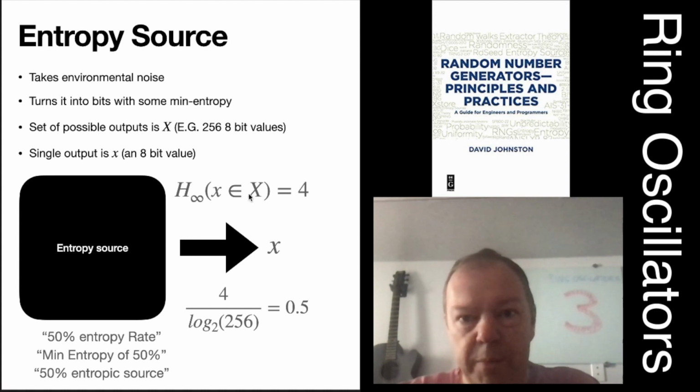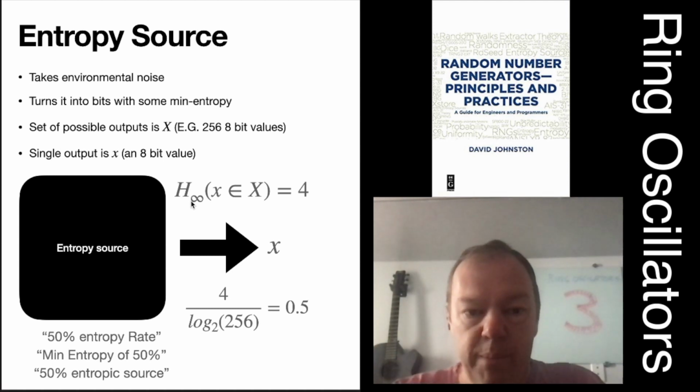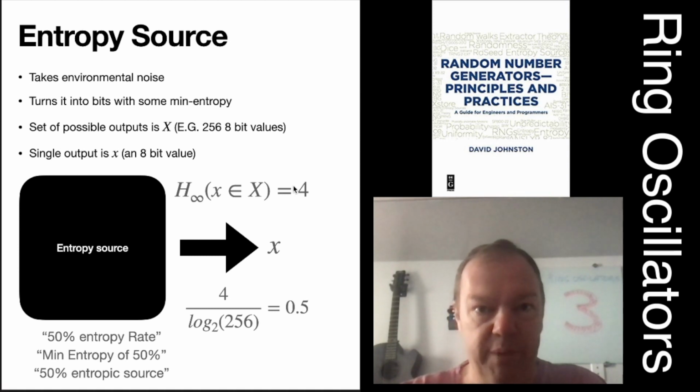So here's a diagram and a little bit of notation. When you see big H sub infinity, we don't say H sub infinity, we say min entropy. This is a definition by Alfred Rényi. So we're saying the min entropy of the value x in the set of values X is equal to 4. Now, we're just picking that number randomly. It has to be a number from 0 to 8. There's only 8 bits, so the maximum entropy that could be there is 8 bits of min entropy.